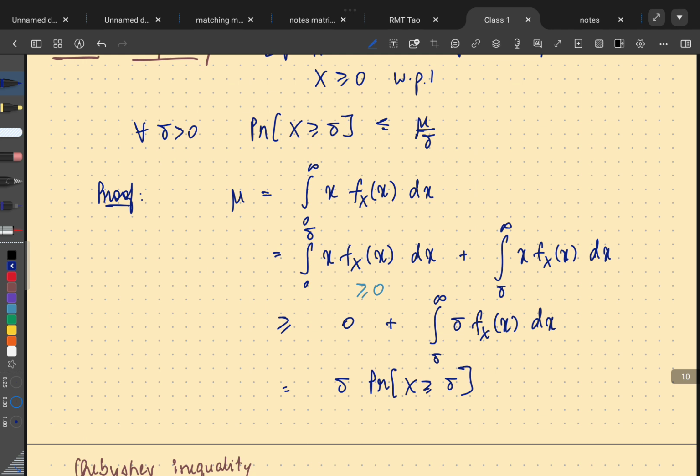Are there any questions? So in which case does the equality hold, like the probability of X greater than or equal to delta is equal to mu by delta?